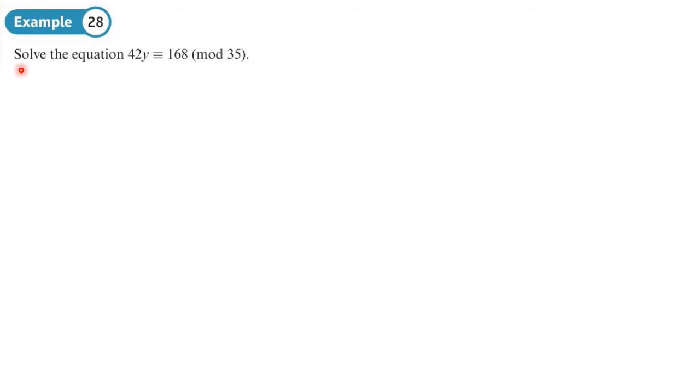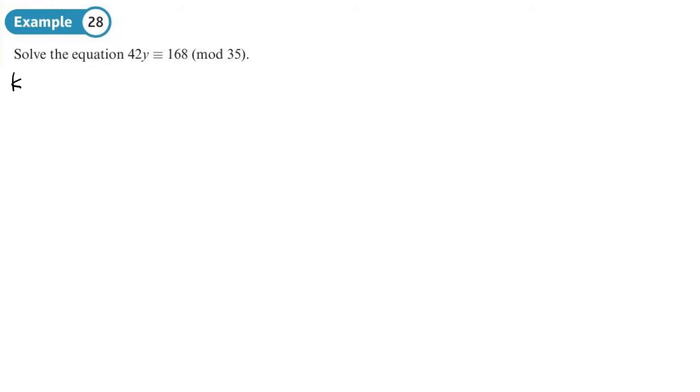Okay, so here we want to solve this equation. 42y is congruent to 168 mod 35. Now you may or may not have spotted that actually 168 is a multiple of 42. So I can, if I want to, divide both sides by 42.